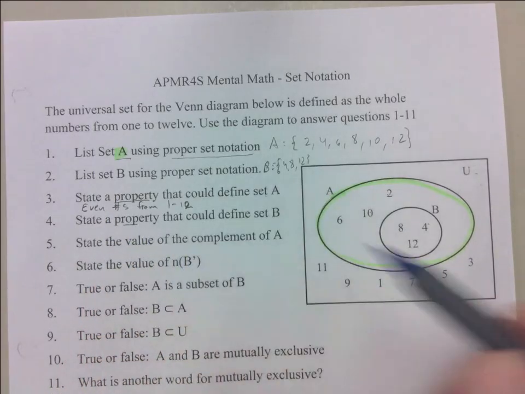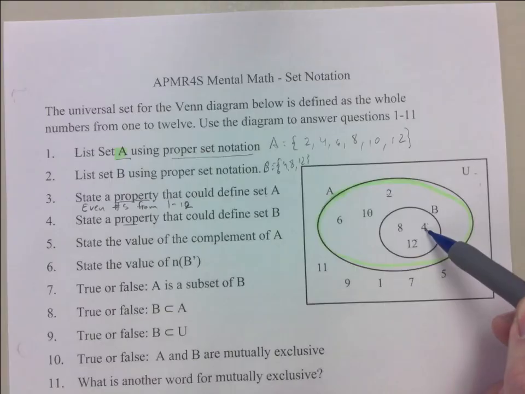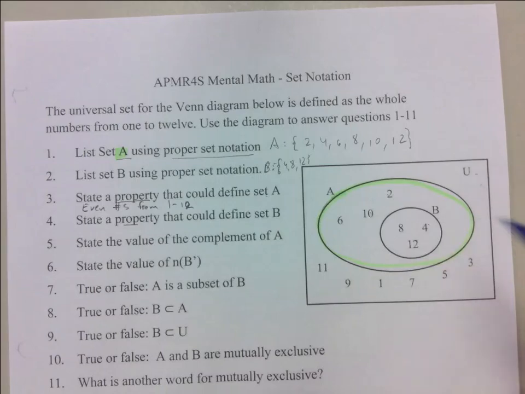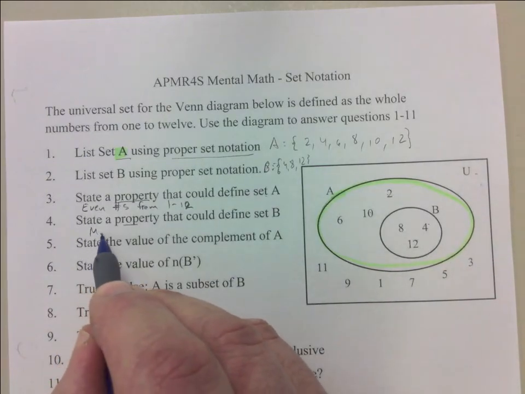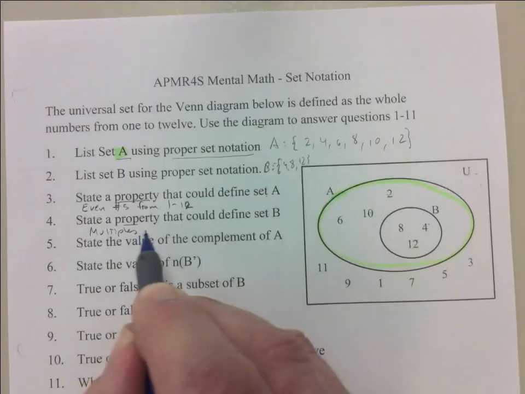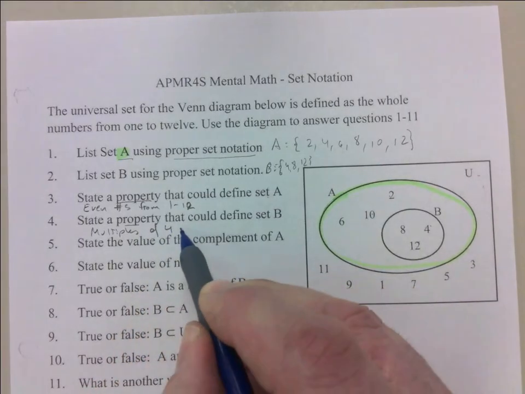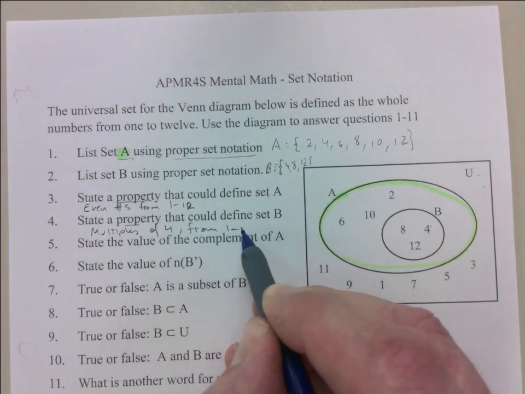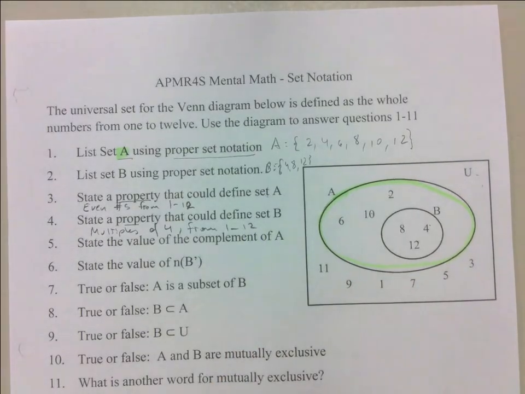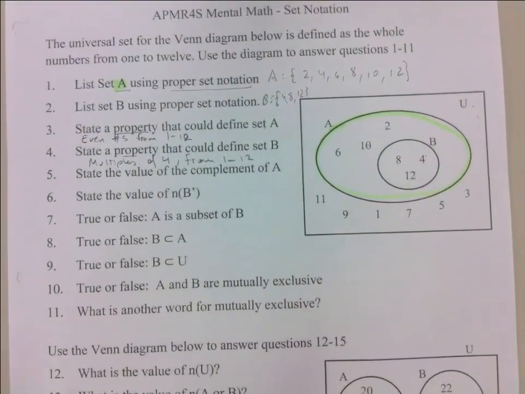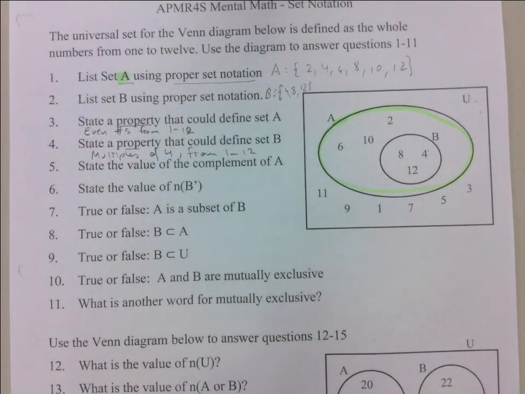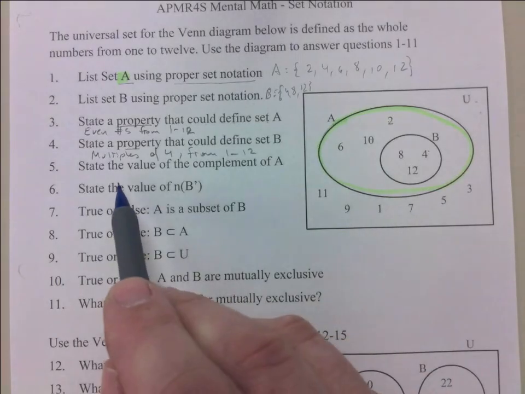The property that could define B: multiples of 4 or divisible by 4. Yes. So multiples of 4 from 1 to 12. Multiples of 4 from 1 to 12. So if you have multiples of 4 or divisible by 4, that's fine. You get the mark there.